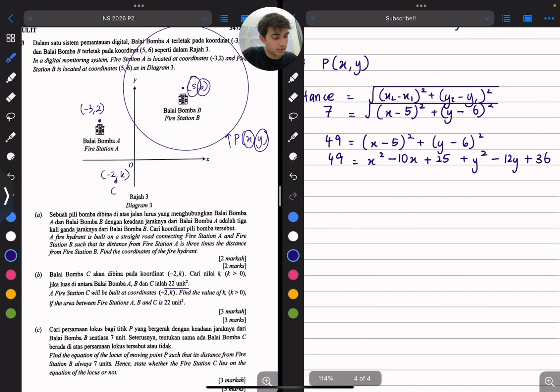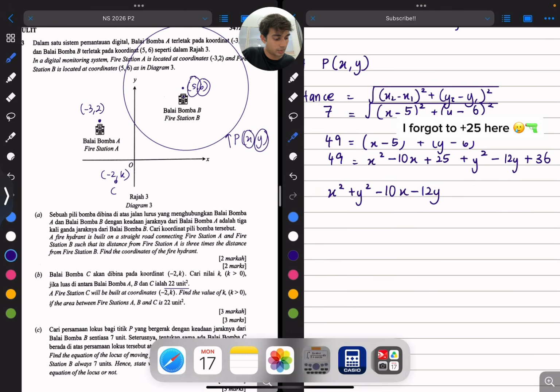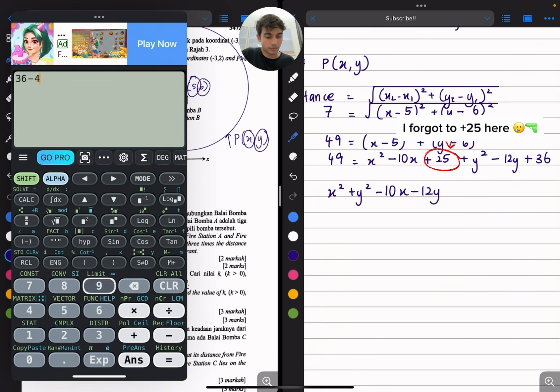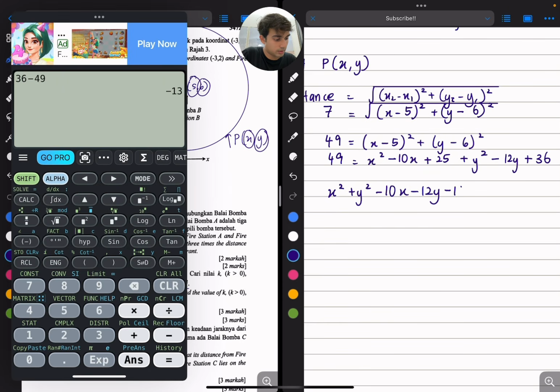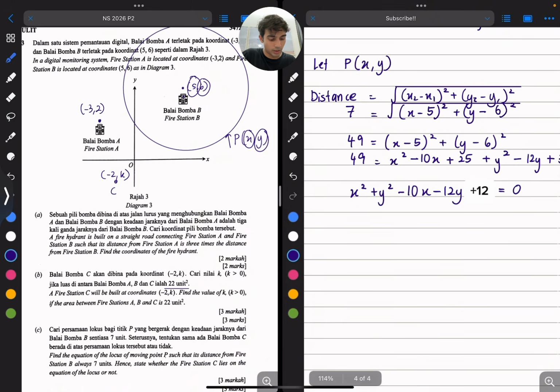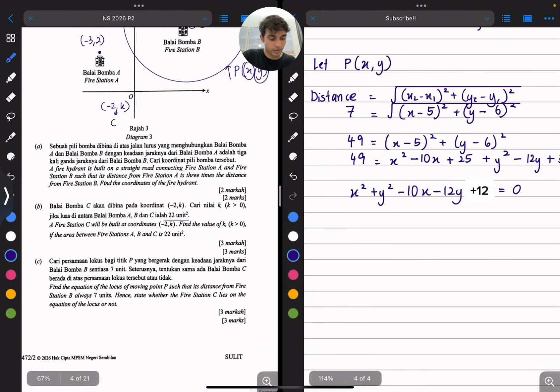Right, then we can just rearrange all of them. So x squared plus y squared minus 10x minus 12y. 49 we can bring over to this side. So 36 minus 49 is minus 13, equals 0. So this will be our locus of P.